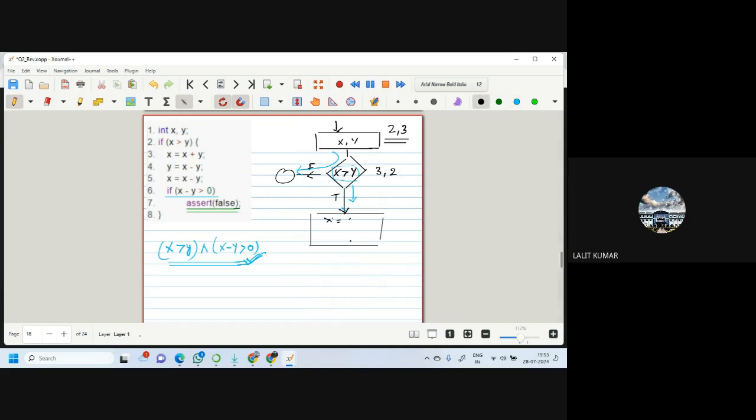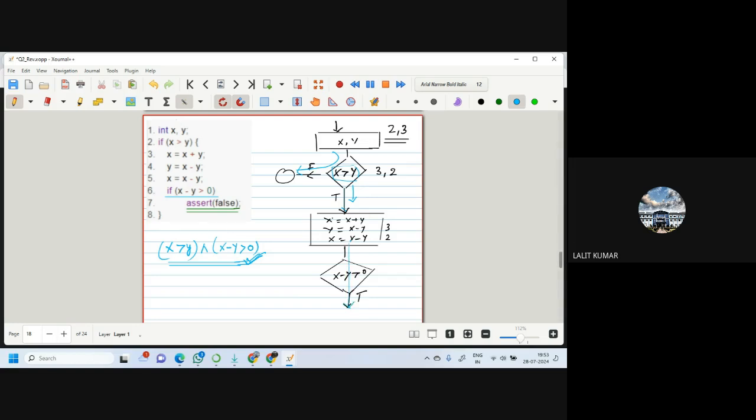X is equal to x plus y. Y is equal to x minus y. X is equal to x minus y, and finally they got reversed. Y became 3 and x became 2. Now it comes here, x minus y is greater than 0. So in this condition, it is true. So he comes to this path.